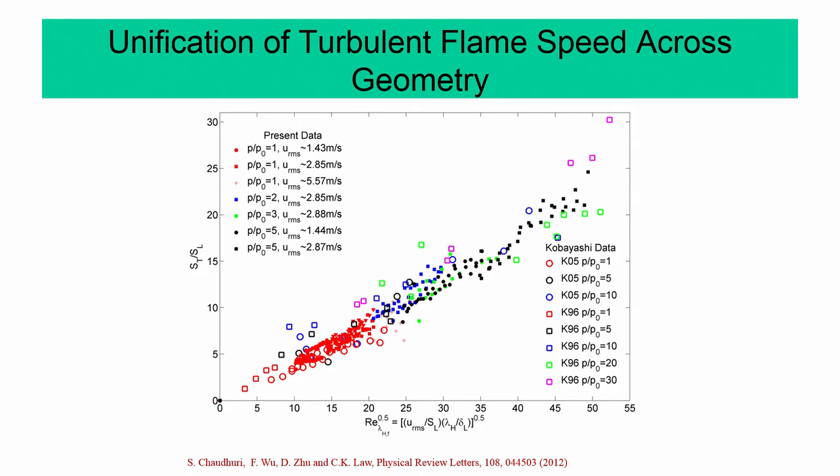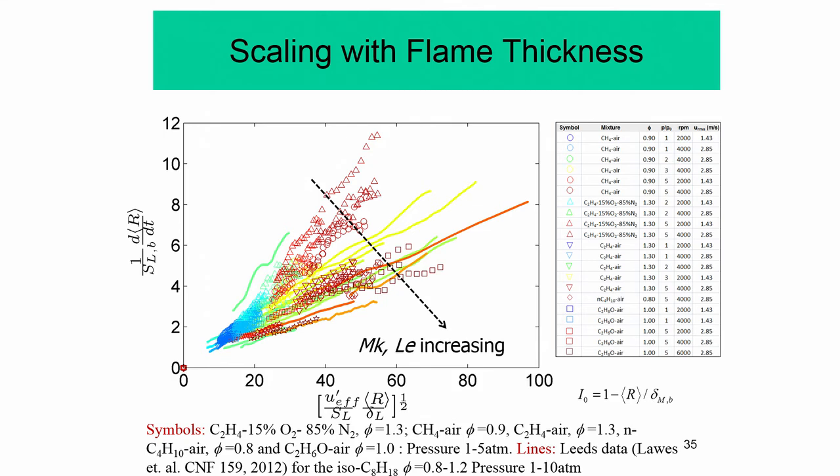Then we show that if we take Kobayashi's data for a Bunsen flame and our spherically expanding flame, by appropriate choice of length scales, we can essentially collapse the different data into one uniform plot. Then we did different experiments, and we saw that if you just use the flame thickness, when you use different fuels whose Lewis numbers and Markstein numbers are different, the flame thickness alone cannot describe your turbulent flame speeds.